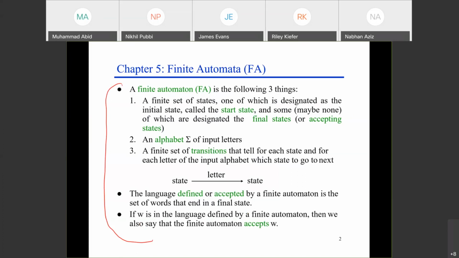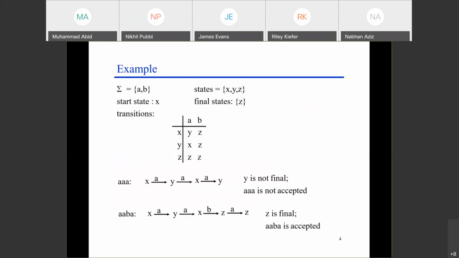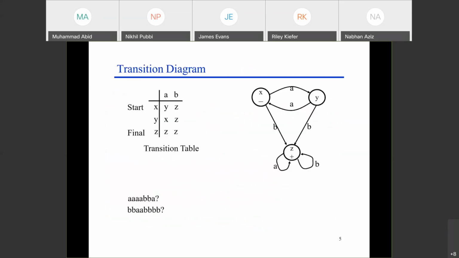Okay, so what is this FA? Let me show you how it will look. It will look like a state machine, and then we can see it here, and it will make more sense to us. Okay, so this is our FA. It will look like this.